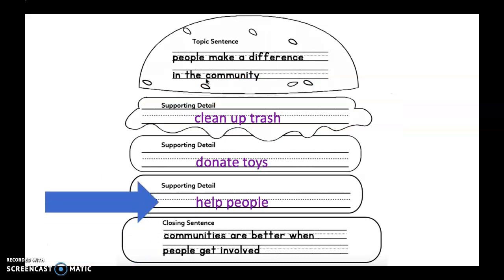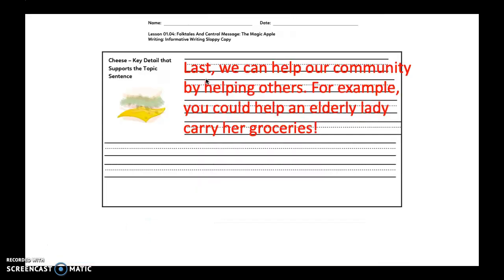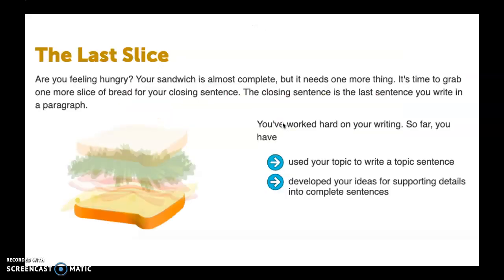My last supporting detail is help people. So I said last, we can help our community by helping others. For example, you could help an elderly lady carry her groceries. So I gave an example to go with my detail. So helping people, helping an old lady with her groceries, helps make our community a better place. So this is another good detail that helps support my topic sentence.